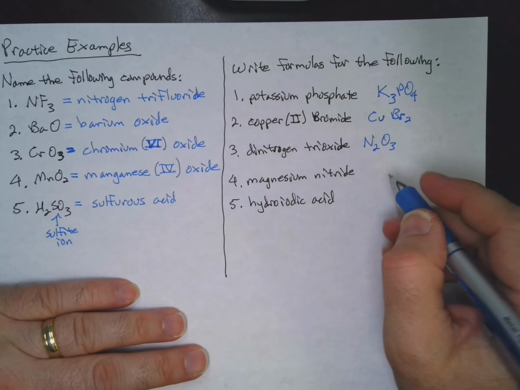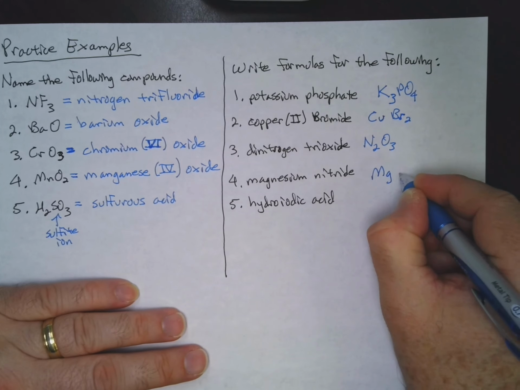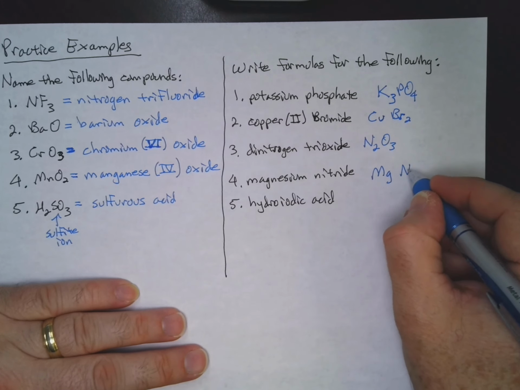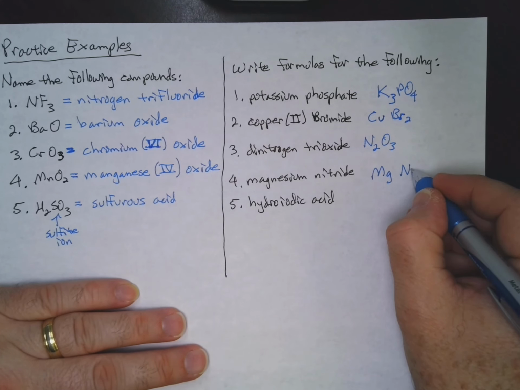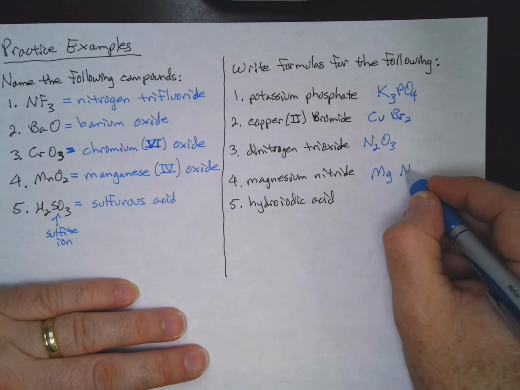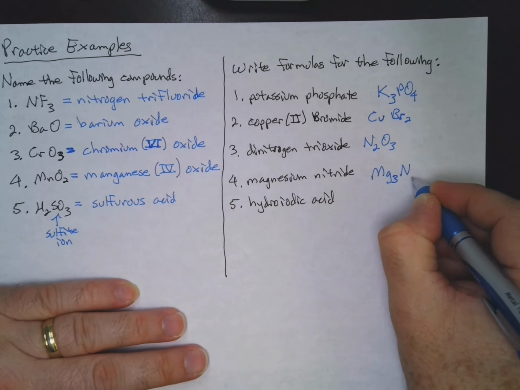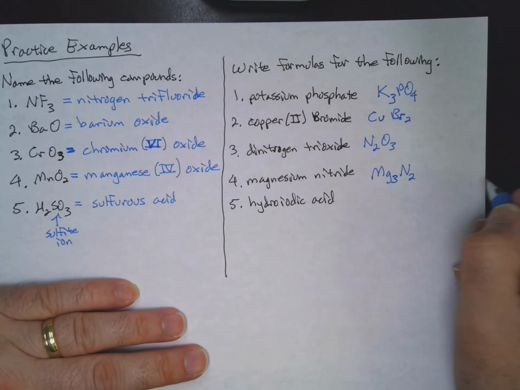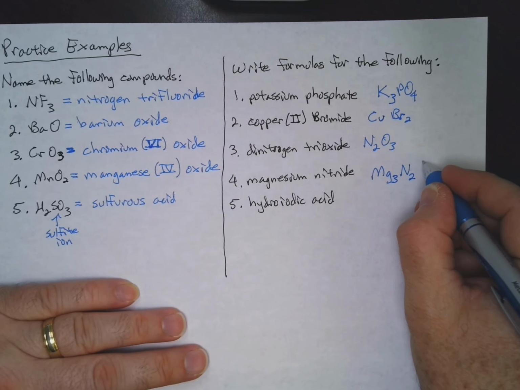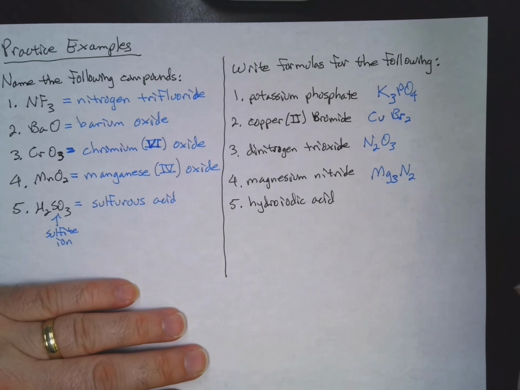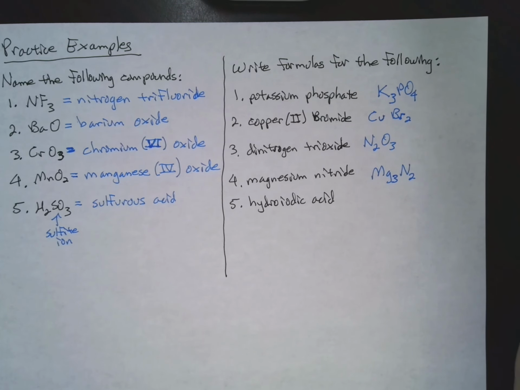Now magnesium nitride, MgN, but magnesium is always 2+, nitride is always 3-. So our least common denominator there, or greatest common factor, I guess, would be 6. So I would need 3 magnesiums and 2 nitrides. 3 times 2+ gives me 6+. 2 times 3- gives me 6-. Those counteract, or they counter each other.